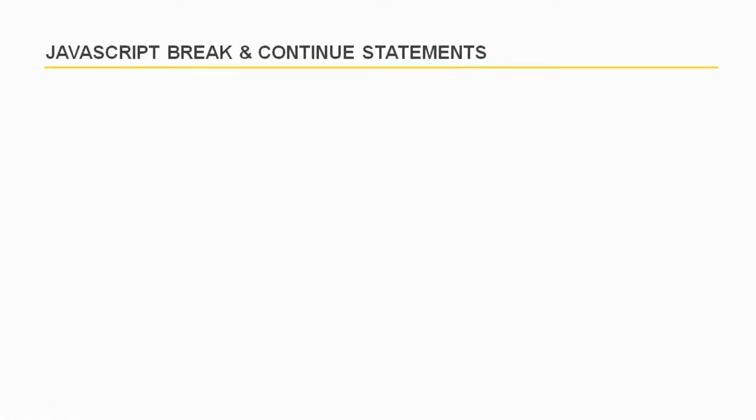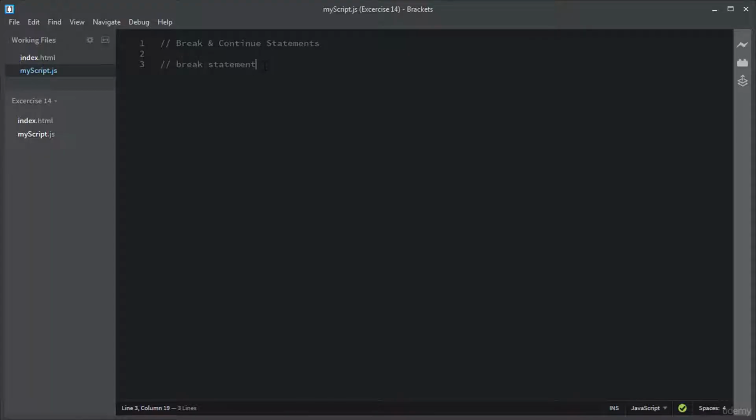In this video, I will explain the purpose of break and continue statements in JavaScript. I will open the code editor and show you some examples of break and continue statements. The break statement is used to break the execution of a code and take the control out of the block of code. To give you an example, I will make use of a for loop.